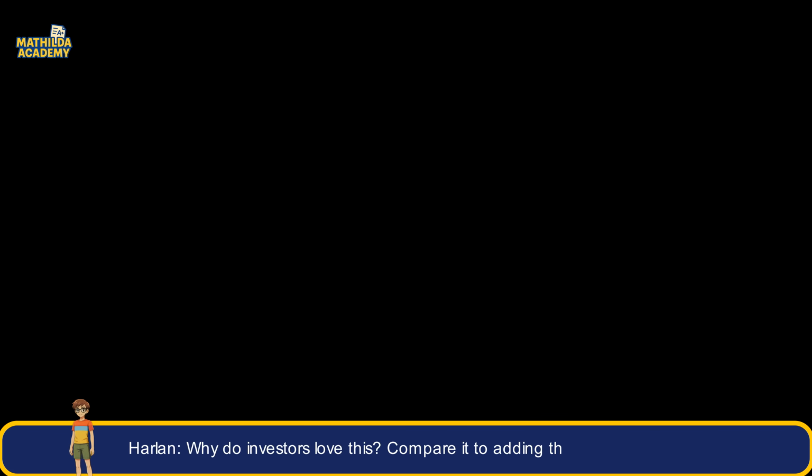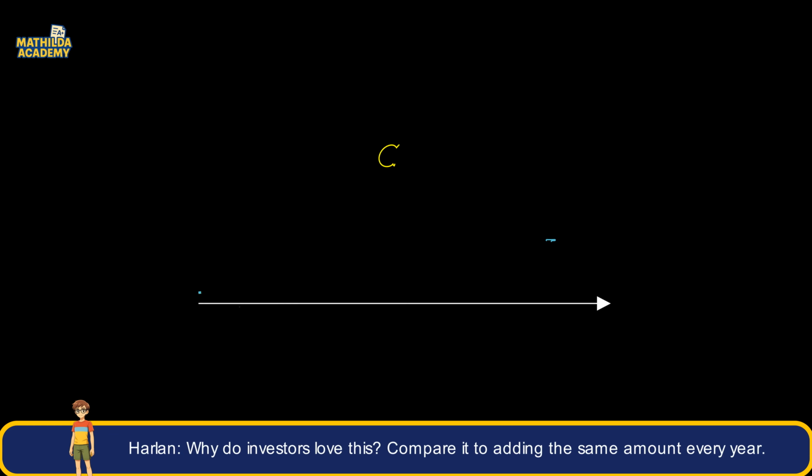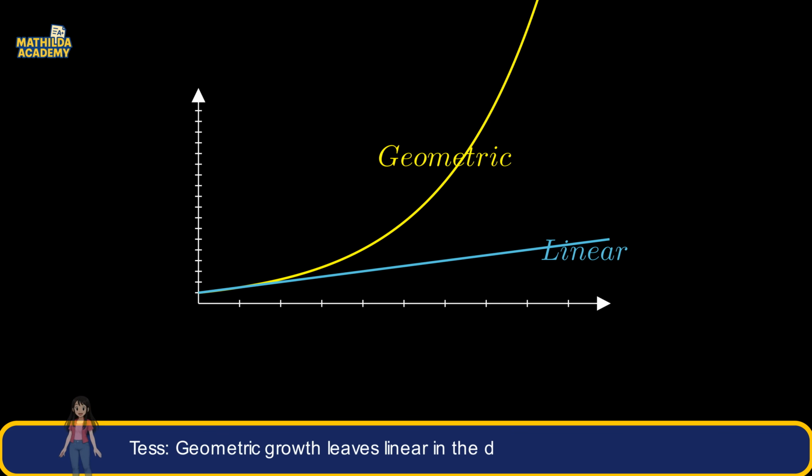Why do investors love this? Compare it to adding the same amount every year. Geometric growth leaves linear in the dust. That's the hockey stick curve.